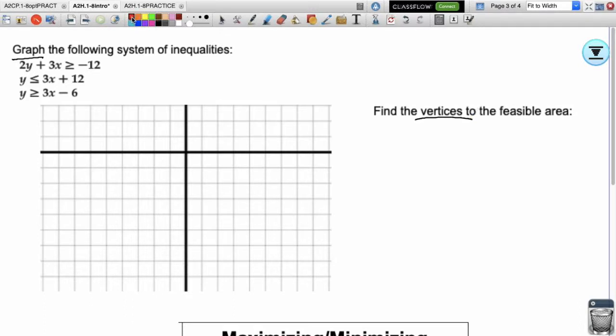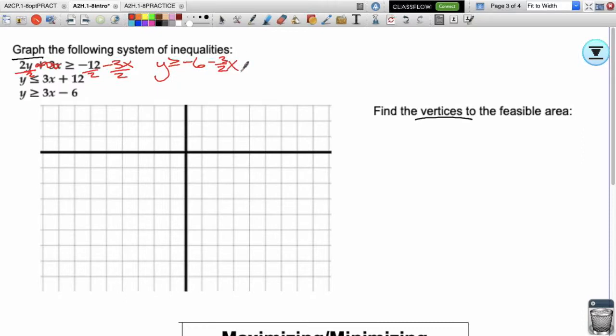So let's start off with this first line. I am not ready to graph it yet. I need to get this y alone and positive. So I'm going to start by moving 3x over here by subtracting 3x from both sides. Then, to get this y alone, I need to divide by 2 to each piece. Now, I'm dividing by a positive 2, so I don't have to worry about changing the orientation of this sign. If I multiplied or divided by a negative, then I would have to.